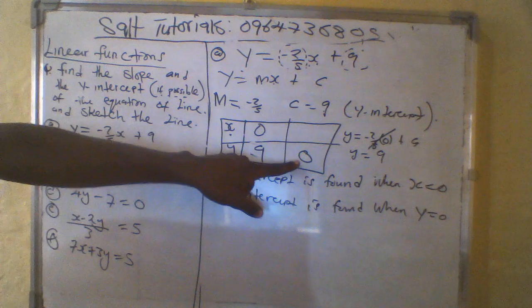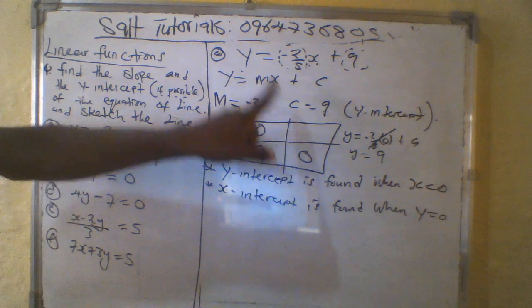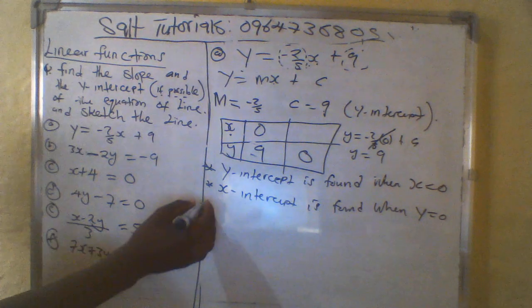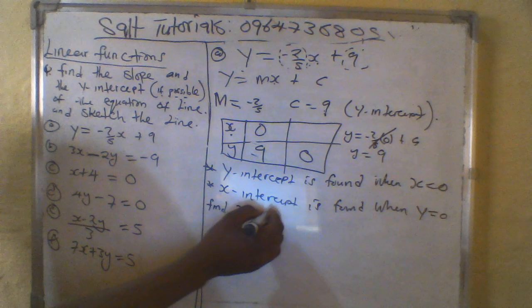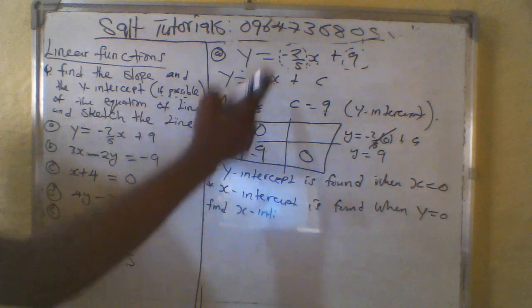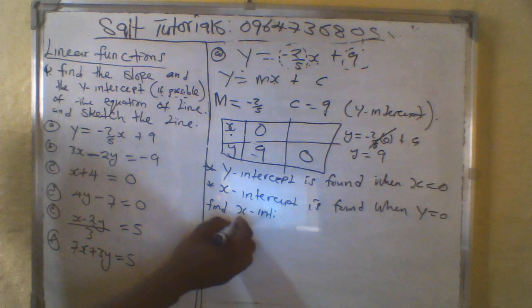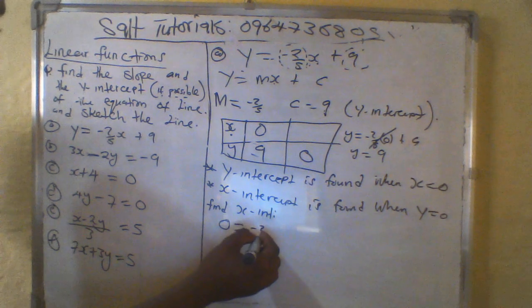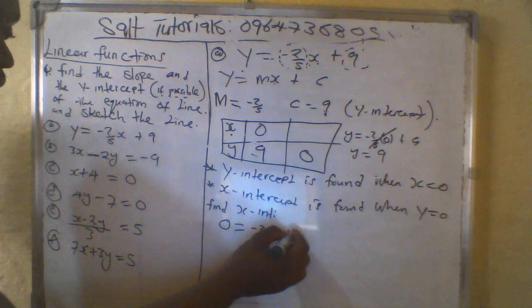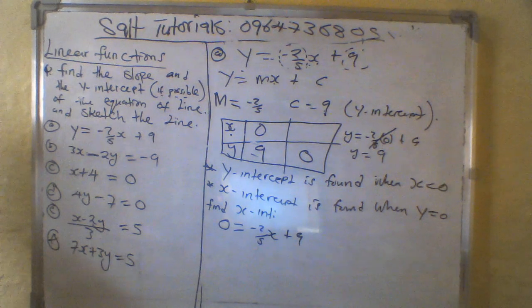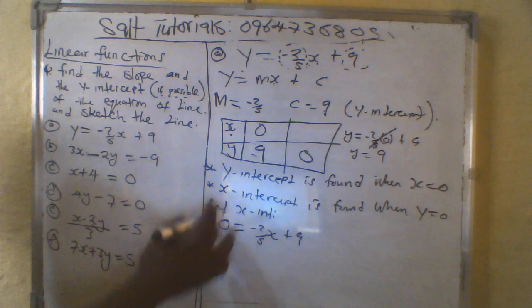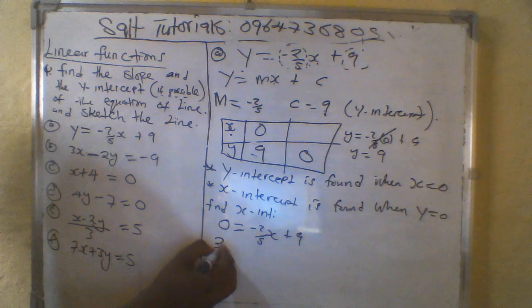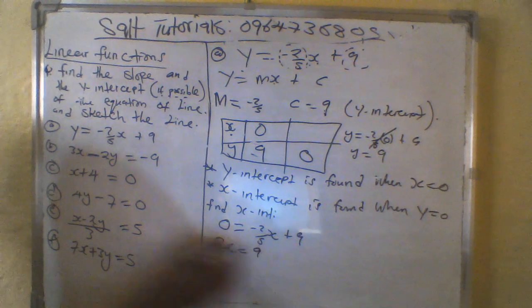What about for the x-intercept? The x-intercept works when y is 0. So when I'm finding the x-intercept, it means when y is 0. So 0 will be equal to negative 2 over 5x plus 9. I'm solving for x. You can take 9 to the other side or take this one to the other side. When I take this one to the other side, it becomes positive 2 over 5x equal to 9.